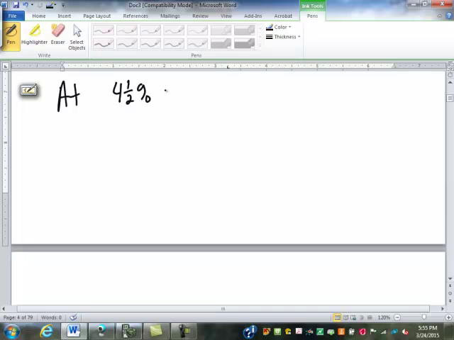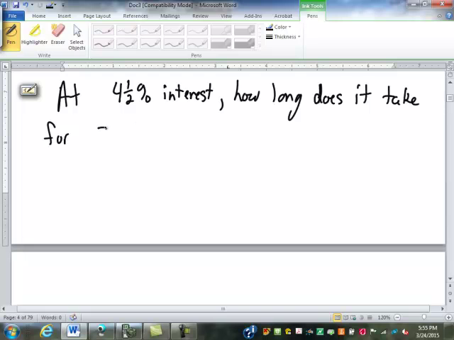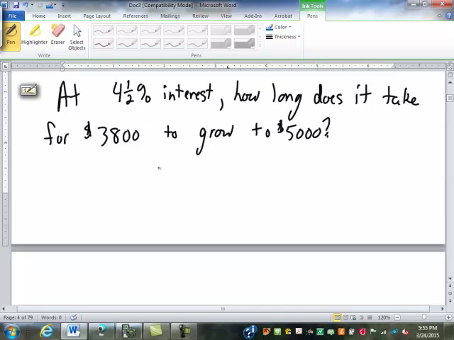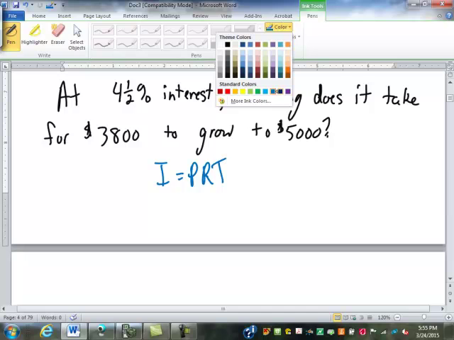At 4.5% interest, how long does it take for $3,800 to grow to $5,000? Okay, once again, this is still simple interest. I = PRT.